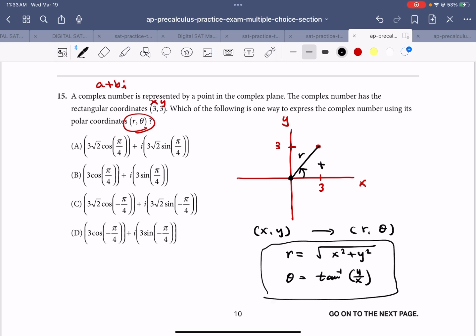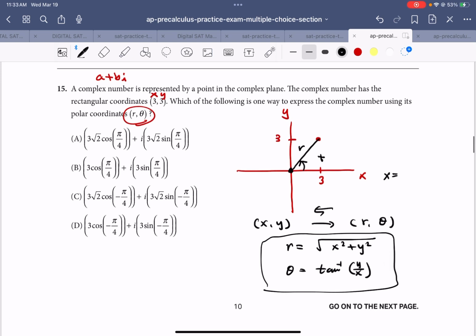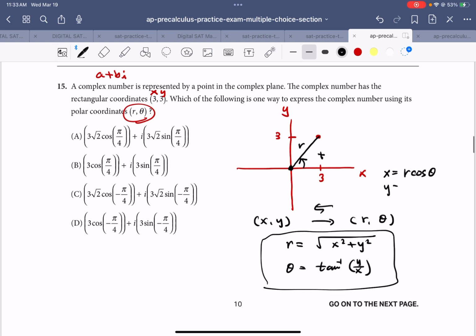Okay, of course you should know the other way too, right? What if they ask you the other way? Then x equals r cosine theta. I believe you're familiar with this from your pre-calc class. y equals r sine theta. Okay, that one changes from polar to rectangular. So we're going to use the first one for this problem.